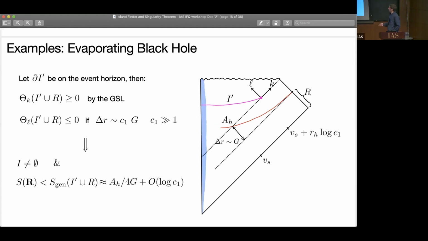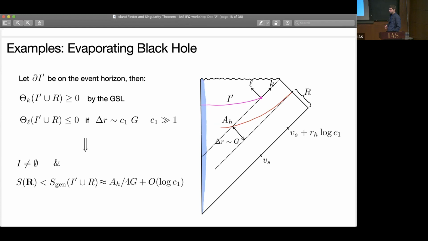So that's basically all I wanted to say about the island finder. I find it conceptually interesting, but I wanted to show this example just to point out that it might have some practical application. If you're looking for islands, chances are this would be a good first try.